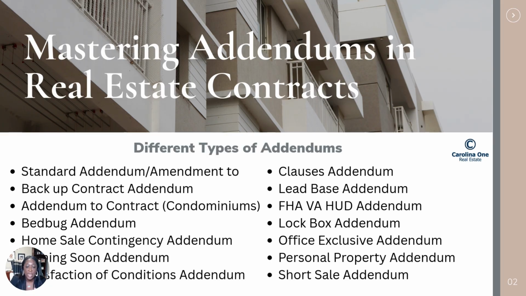There are so many different types of addendums. As you can see from the list that I've provided here, you have your standard addendum, you have your backup contract addendum, addendum to the contract for condominiums. We even have a bed bug addendum. We have lockbox addendums, FHA, VA, HUD addendums, lead based paint addendums, and clause addendums. So there are so many addendums that can be used, but the ones I really want to focus on are the repair addendum and the standard addendum form.